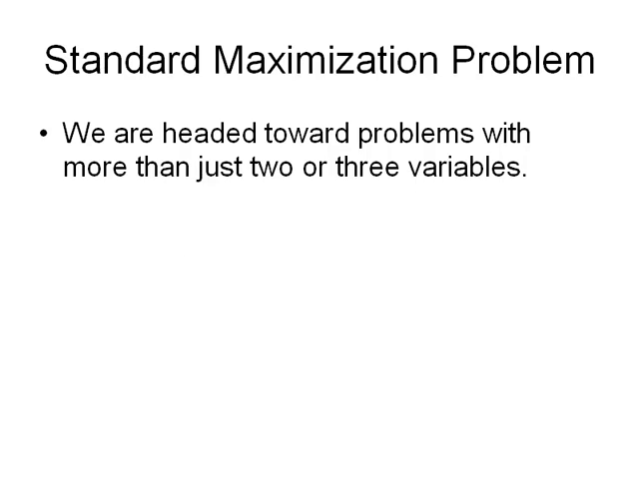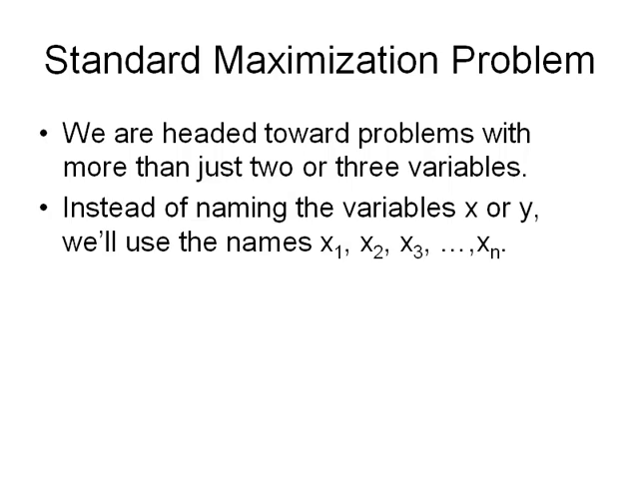We're going to start talking about standard maximization problems. And unlike the problems that we did where we usually had an x and a y, now we're going to have problems with 3 variables, 4 variables, 5 variables, and so on. Instead of naming our variables x and y, we're going to need more variables, so we're going to use names like x sub 1, x sub 2, x sub 3, however many we need.